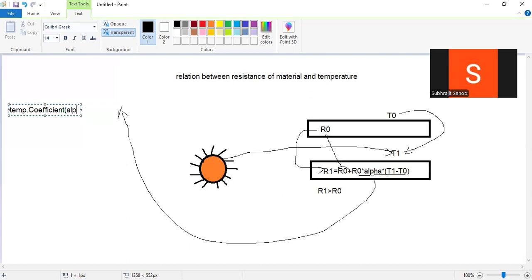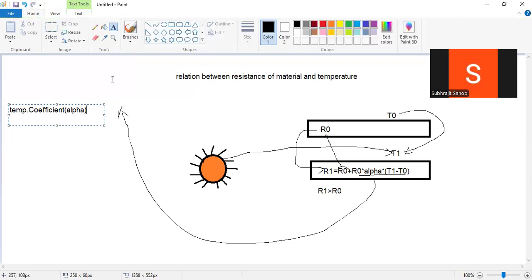Here the alpha symbol is not available on the keyboard, so I'm writing alpha as a word. But when you write, you give the symbol alpha. You know the symbol of alpha, right? What is the temperature coefficient? What do you mean by temperature coefficient? I will tell you. Observe here.